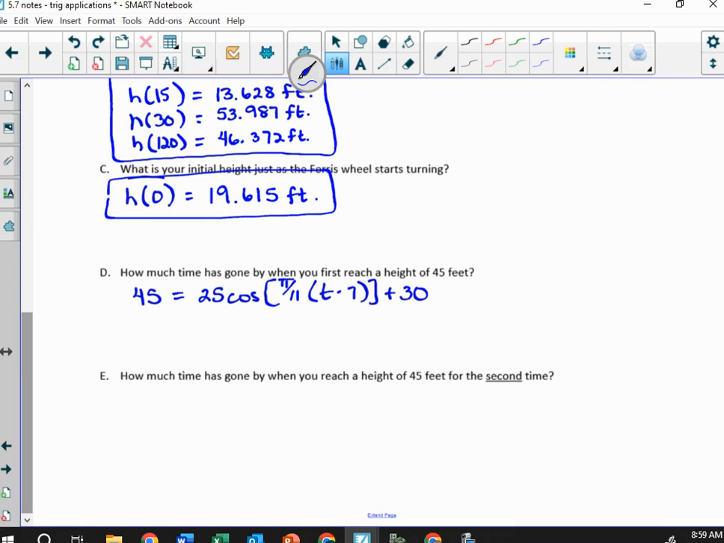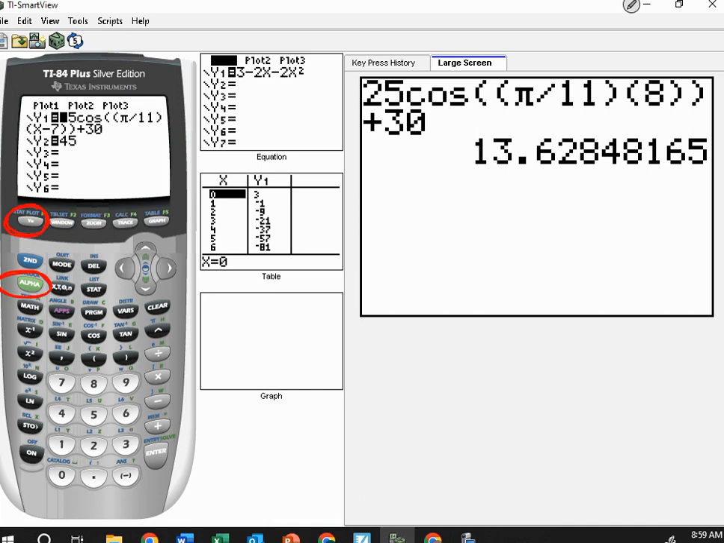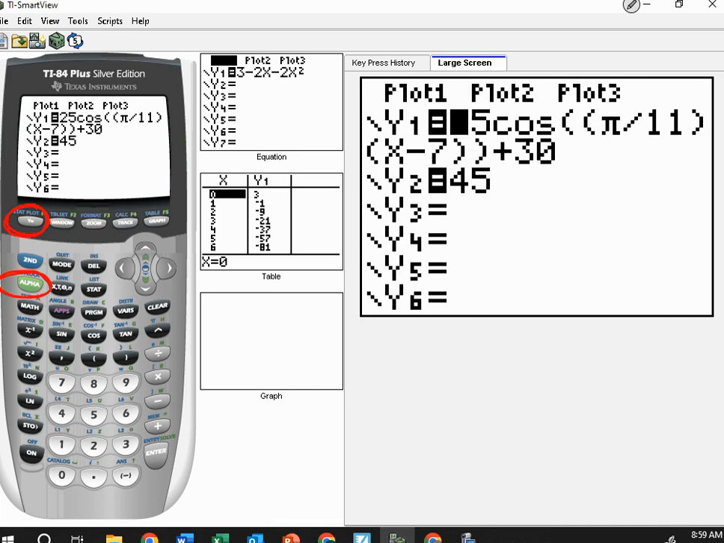What we can do is plug this in our calculator, and I'll go back to X and Y here. Plug this in for your first equation, and then for your second equation, plug in the height of 45 feet, and then we can calculate when these two intersect. We are going to mess with the window, so I'll just give you a minute to type it in, and then we'll do the window part together.